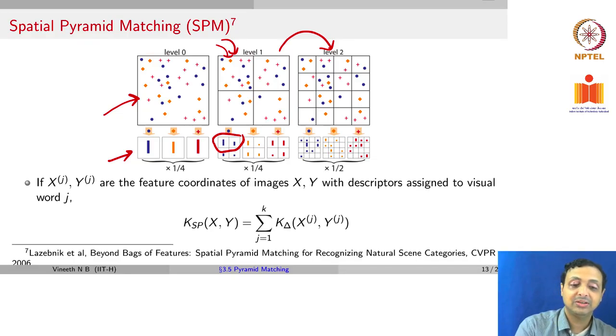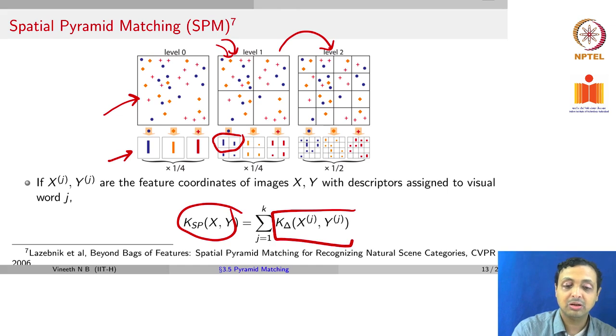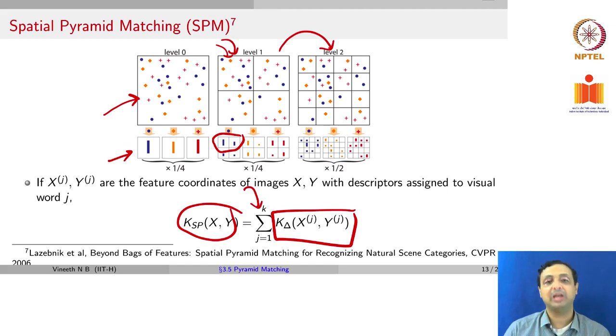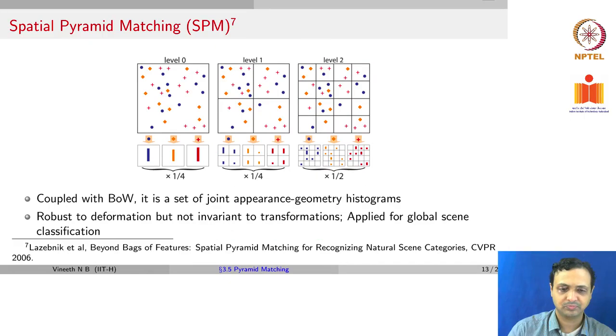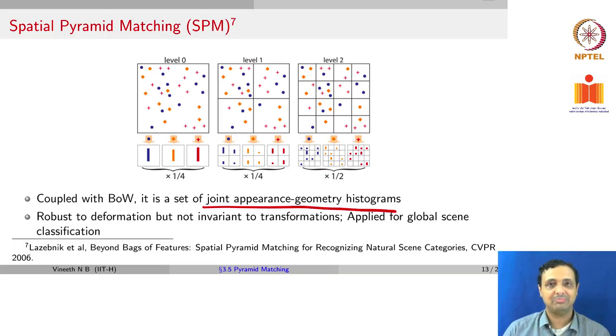So in this case, your kernel is going to be, you have your pyramid match kernel, but you're now going to do that for each part of the image and add them all up. So the pyramid match kernel still exists for each part of the image, and then you keep doing this over different parts of the image. So one could look at it as a joint appearance geometry histogram.